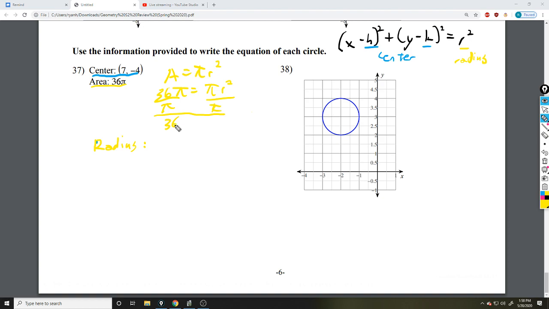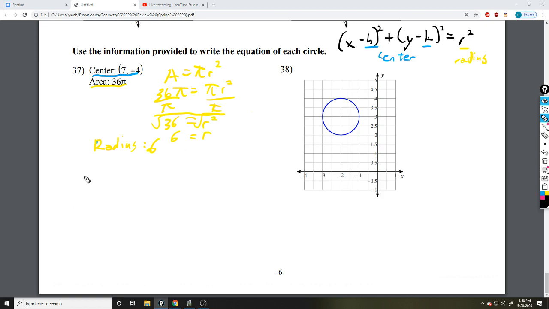So that means 36 equals r squared. So we'll take the square root of both sides, and that means r is 6. Sorry, let me write that the other way so it's not confusing. R goes over here, 6 goes over there. So the radius is 6. Fantastic.